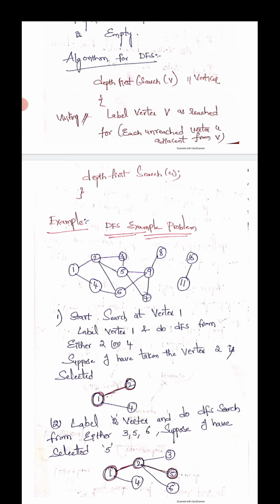And coming to the condition, for each unreached vertex u adjacent from v, listen carefully. For each unreached vertex u that is adjacent from v, we have to do a depth first search of u. In the sense, the unreached vertex u is to be searched. This is the algorithm for DFS.